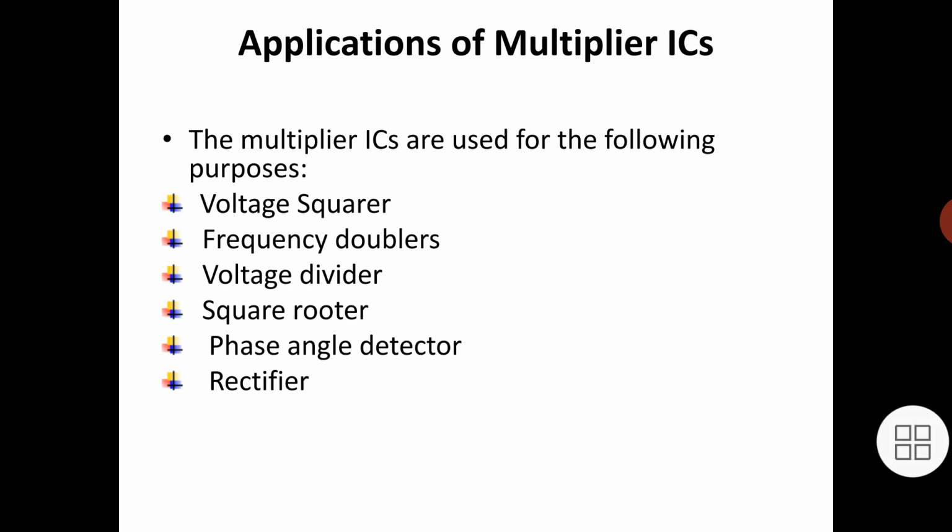And in the next video lecture, we can see the applications of multiplier ICs. The multiplier ICs are used for the following purposes: voltage squarer, frequency doublers, voltage divider, square rooter, phase angle detector, and rectifier. We will see these topics in the coming video lecture.